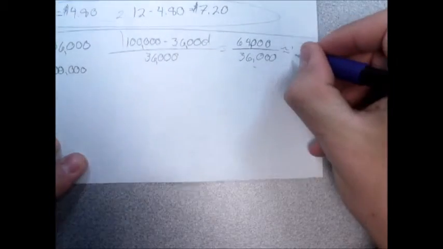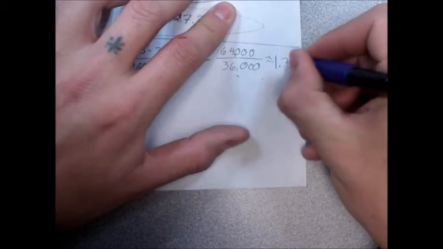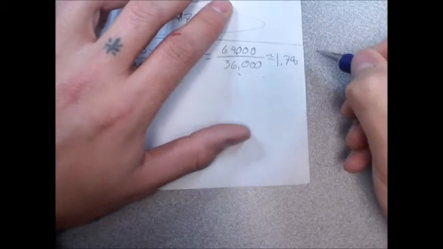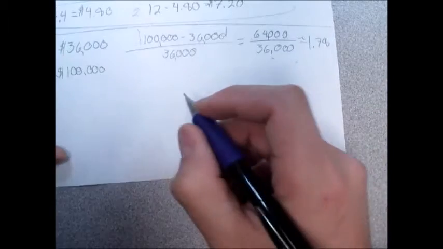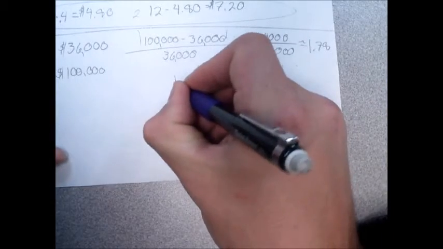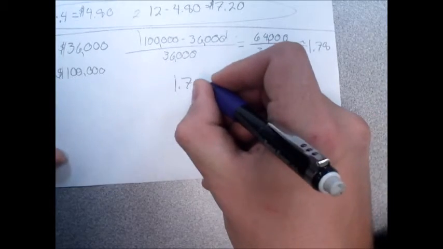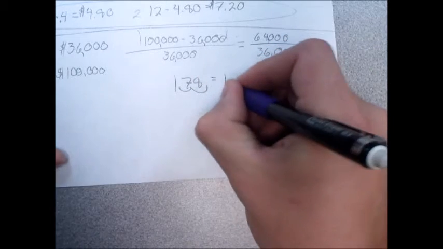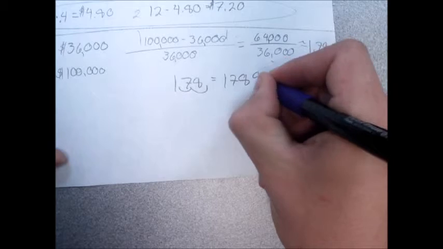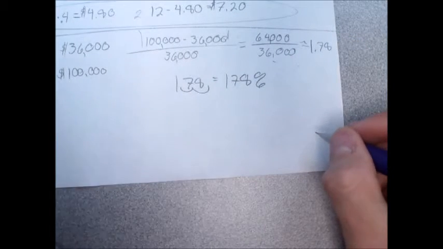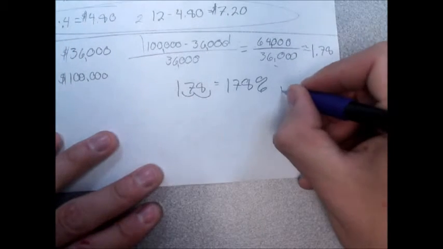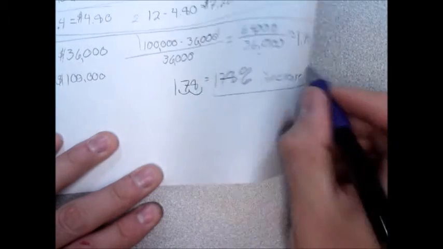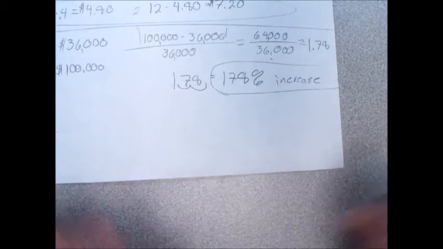So 1.78. Then to convert that to a percent, we move our decimal place 2 times, or we multiply it by 100, however you feel comfortable. So 1.78 converted to a percent goes to the right, so it's 178% increase. So, questions, comments?